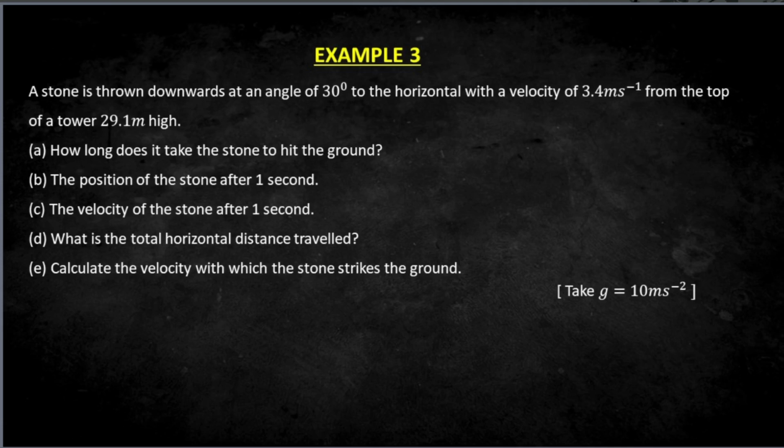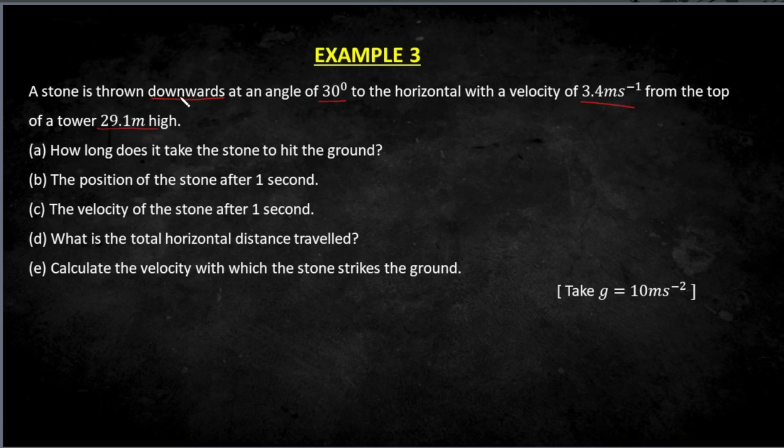Then the next example, which is the third one. It looks like the other one, but now you see the angle is down. The question says, a stone is thrown downwards at an angle. So you look for the word downwards. At what angle? 30 degrees. Then with the velocity of this, from the top of a tower.